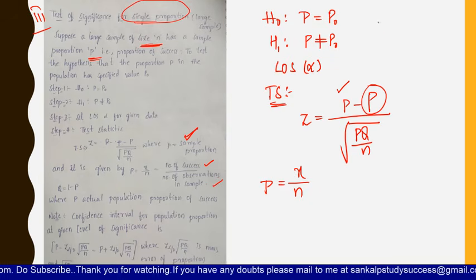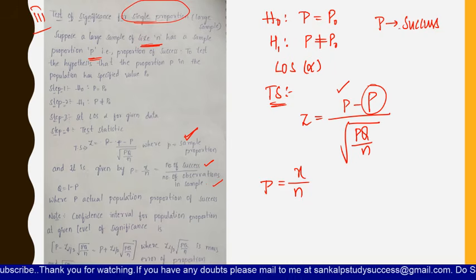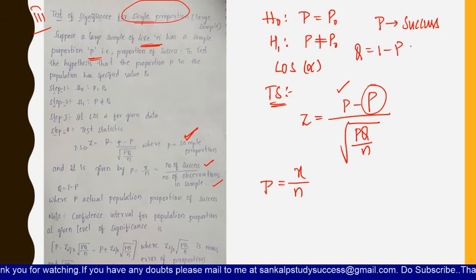P is for success and Q is for failure. That means if P is for success, then Q becomes 1 minus P. So in this way, we are going to calculate the Z value for a single proportion. Then here the confidence interval will be changed, right? The confidence interval for the population proportion at a given level of significance.